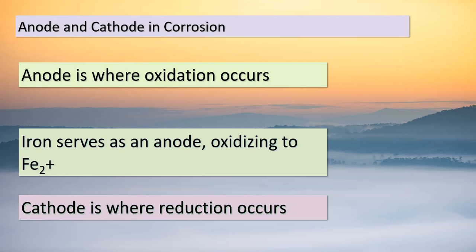These electrons journey towards other regions of the iron surface, where the cathode is located. At the cathode, oxygen molecules are reduced, forming H2O. And just like that, we've witnessed the remarkable dance of chemical reactions and electron flow that lead to rusting.